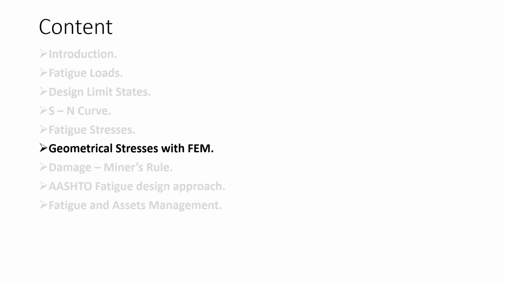Last section we explained that sometimes it is mandatory to build a finite element model to extract the fatigue stresses. In this section we are going to explain the different schools in building that model to get the geometrical stresses. We have two main schools, European school and the American school, and we are going to talk about the properties of that model and how you read the geometrical stresses to be able to do fatigue check.